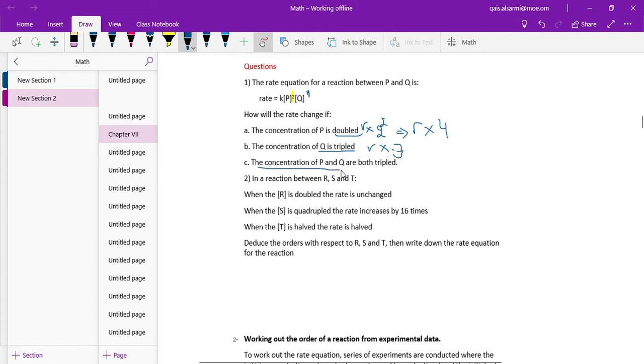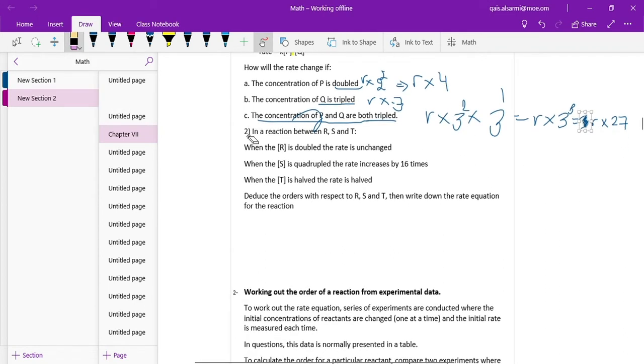Now, what if the concentration of both P and Q are tripled? What's going to happen? The rate is going to be multiplied by 3 power 2, and then multiplied by 3 power 1. So the rate is going to be multiplied by a factor of 3 power 3, the rate times 27. So the rate will increase by a factor of 27.